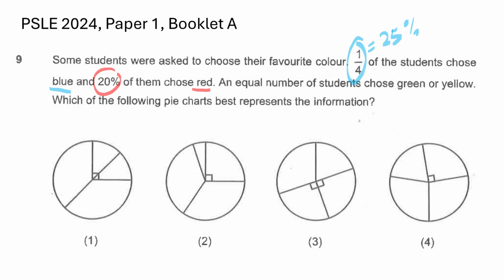is 25%. And lastly, there was an equal number of students who chose green or yellow. So green and yellow, they are of equal size. In other words, the proportion must be the same. Right, let's go back to the pie chart and take a look at the options.